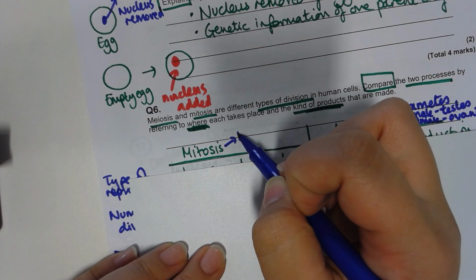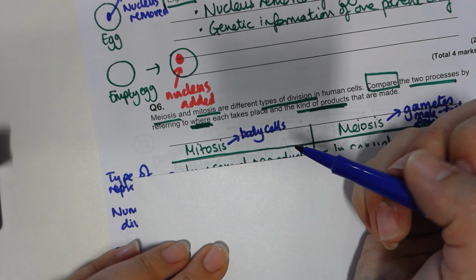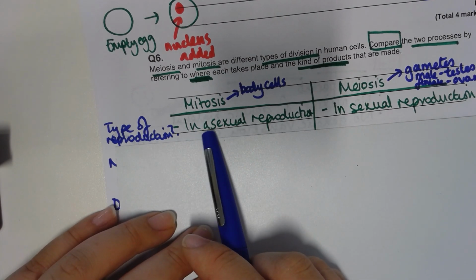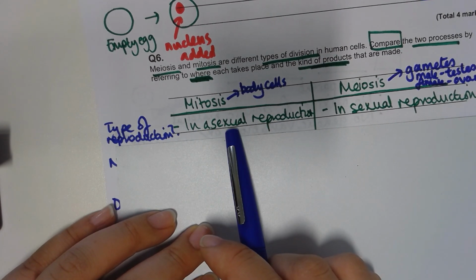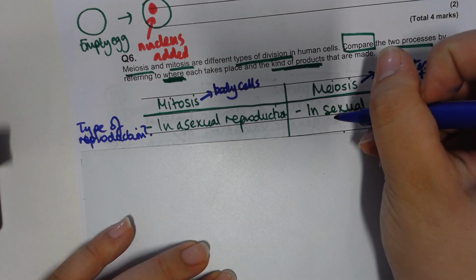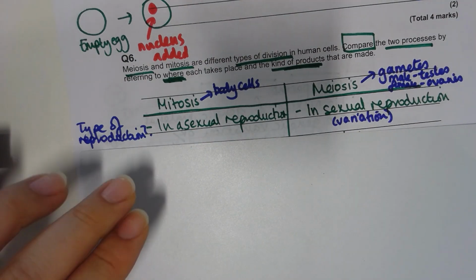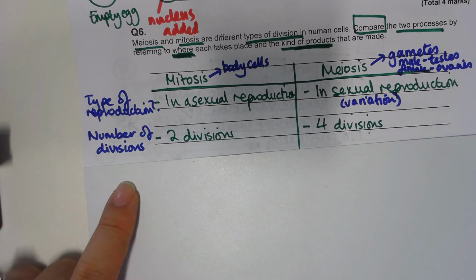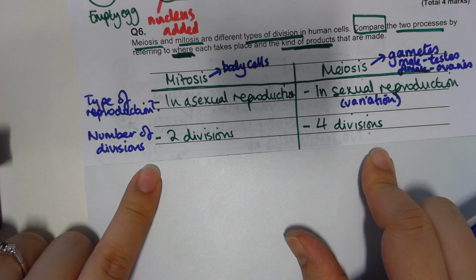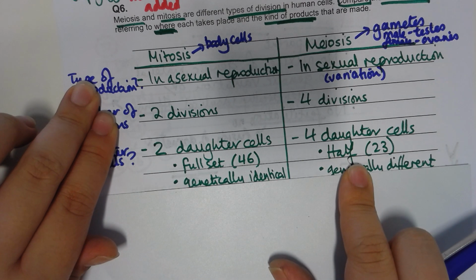Mitosis, on the other hand, is because it's body cells, so this happens all around the body. The type of reproduction is that mitosis is in asexual reproduction, whereas meiosis is in sexual reproduction, because meiosis gives rise to variation. That's why you do not look exactly identical to your brothers and sisters. Number of divisions, there are 2 in mitosis, but 4 divisions in meiosis. So 2 divisions in mitosis, 4 divisions in meiosis.